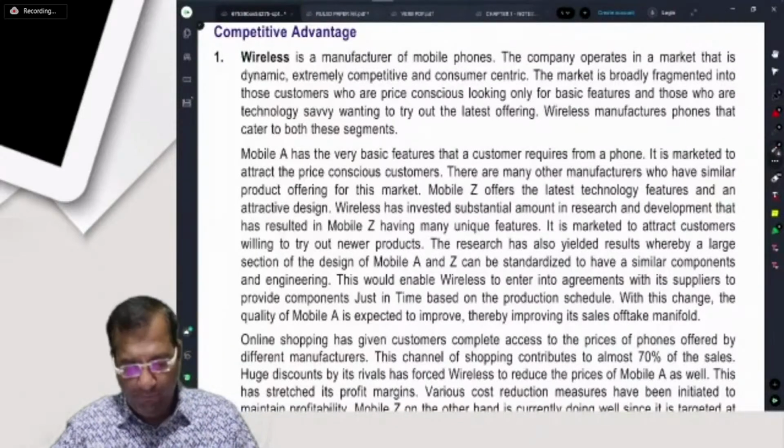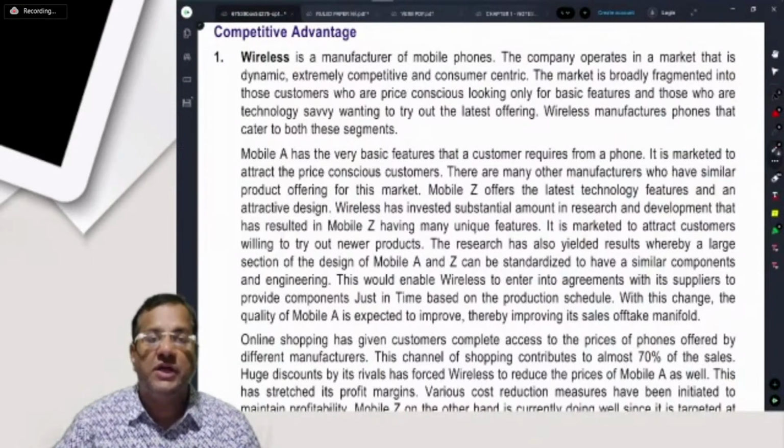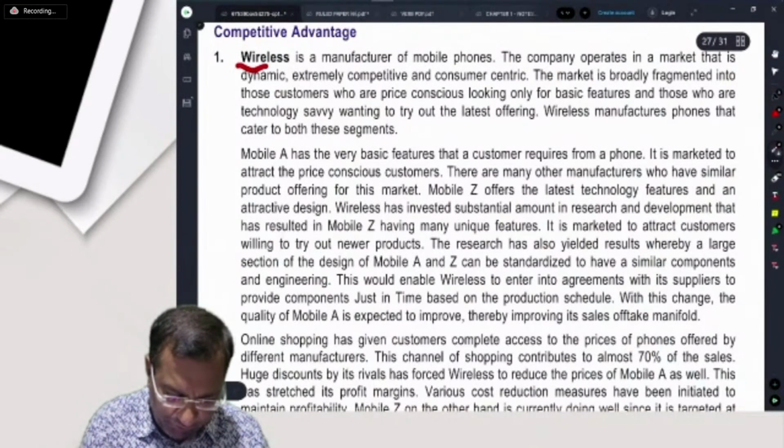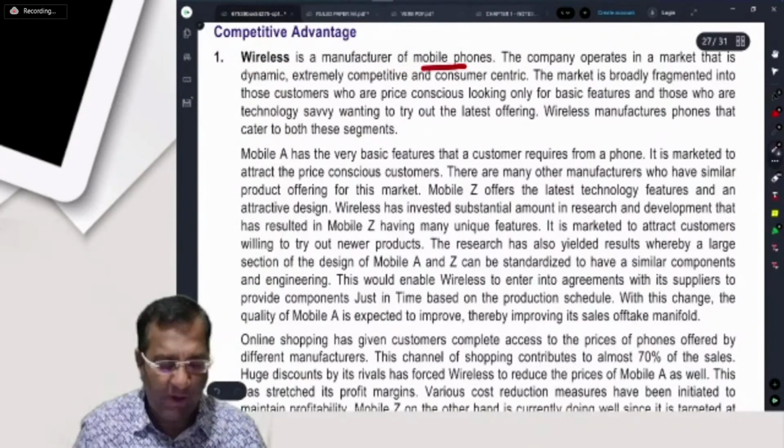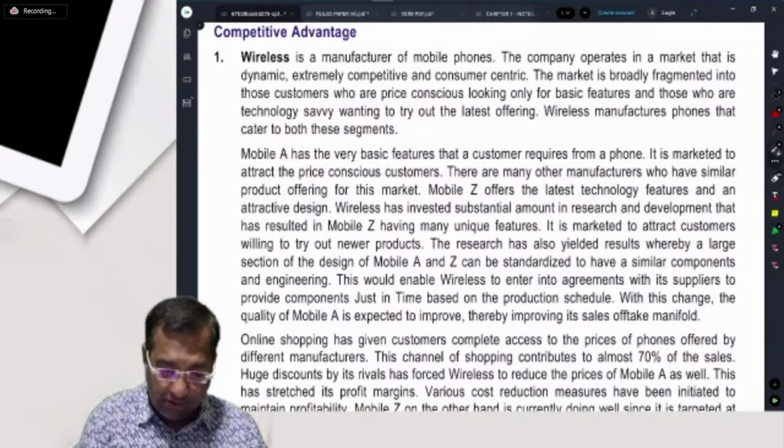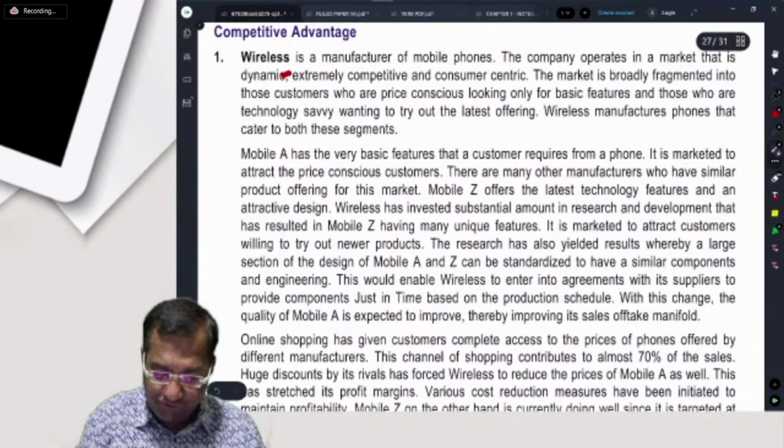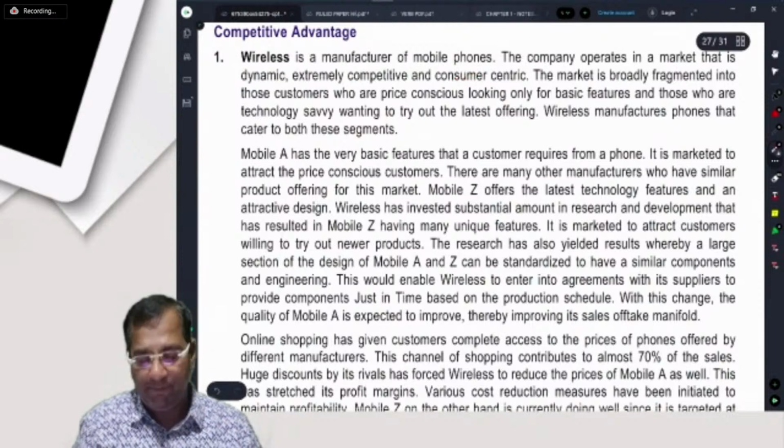Let me start, beta. So the first para: the name of the company is Wireless. We are the manufacturer of mobile phones. The industry is dynamic, extremely competitive and customer centric.